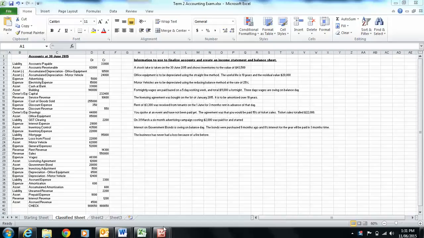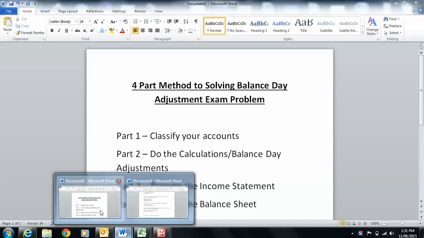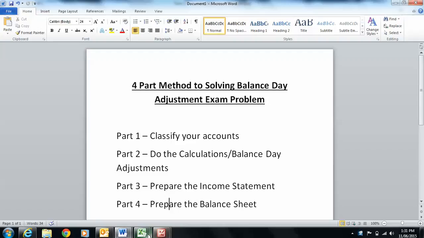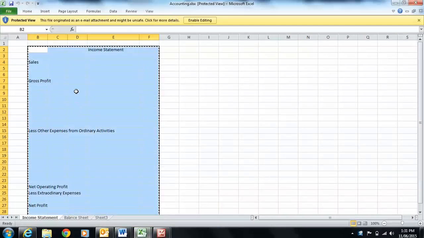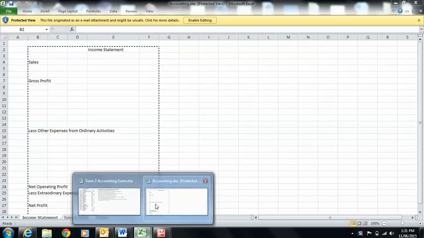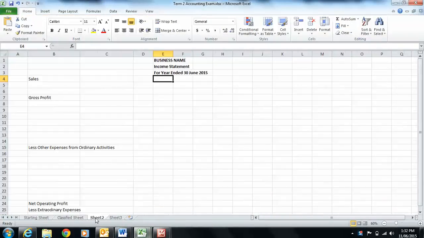We're now up to step 3 of our 4-step process, which is to prepare the income statement. So here we're looking at all our revenues less all our expenses. And if you get confused, just keep that in mind. Revenues less expenses is what we're aiming for here. You will be given a template, and it will look like this. So it gives you some ideas straight away as to how it might work.